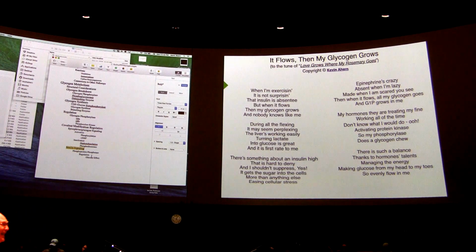Ooh! Activating protein kinase, so my phosphorylase does a glycogen chew. There is such a balance, thanks to hormones' talents, managing the energy, making glucose from my head to my toes so evenly flow in me.